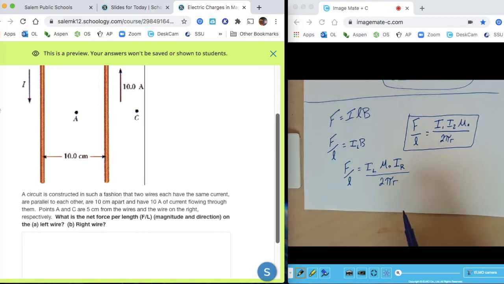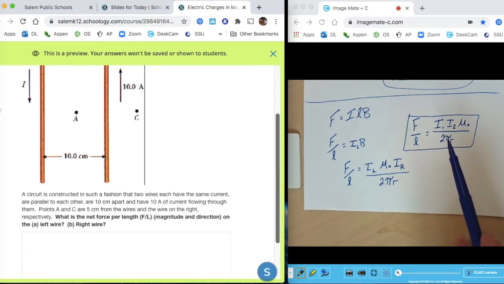Okay, that's how you find the force on either one of the wires, right? Because whatever the force is on the left, it's going to be equal to the force on the right. Forces occur in pairs. So force per length. Well, I've got the currents. They're both 10 amps. That's a number, 4 pi times 10 to the negative 7th, and 2 pi r, where r is just the distance between the wires, 10 centimeters, 0.1 meters. So you just plug the numbers in and you've got F per L here.